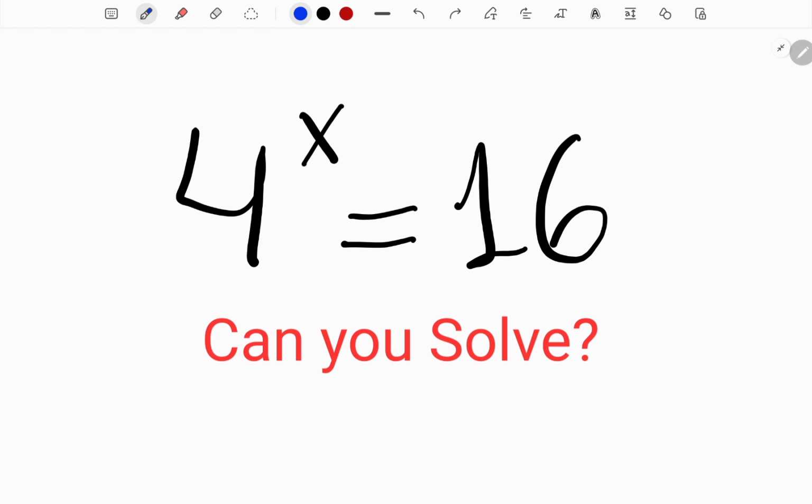To do this, we can start by remembering some properties of exponents. One important property is that if we have the same base on both sides of the equation, we can set the exponents equal to each other. So let's see if we can express 16 as a power of 4. To do this, let's recall some powers of 4.